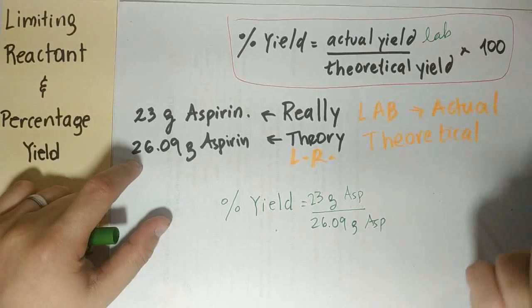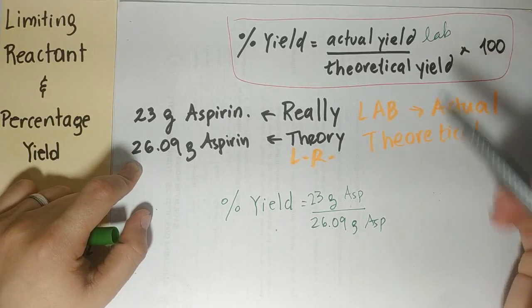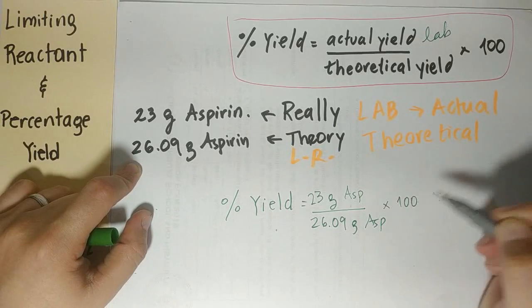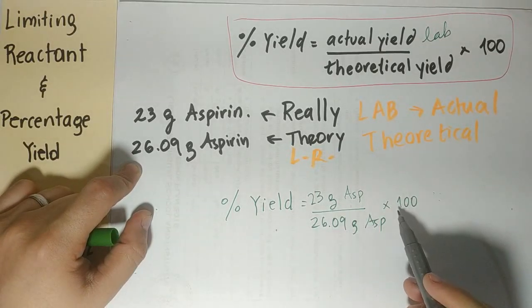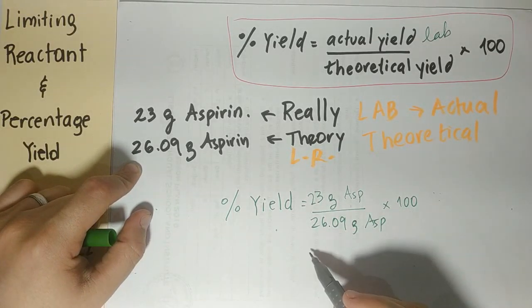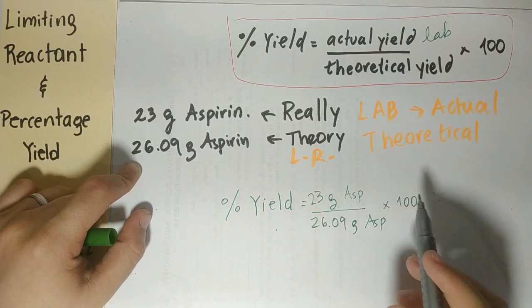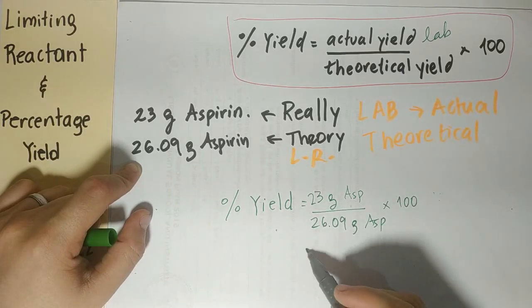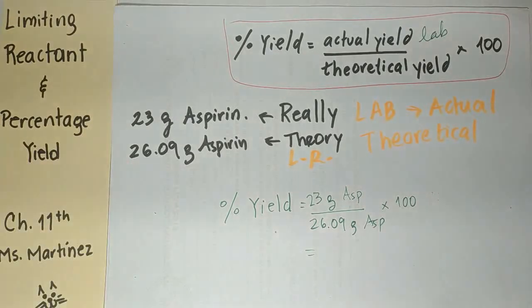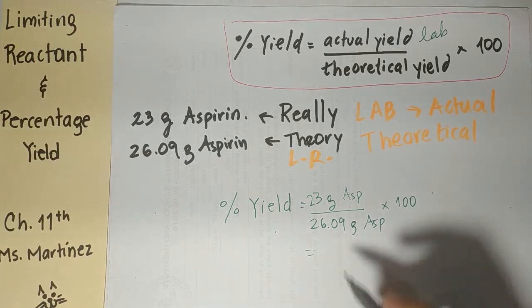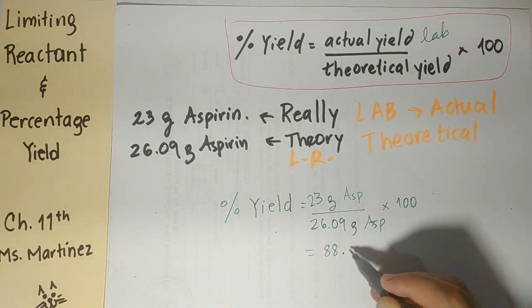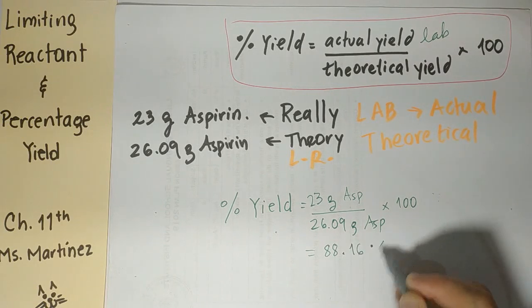Now, if we're talking about a percentage, we're going to multiply times 100. Everything at the top will be multiplied, and everything in the bottom will be divided. So, let's perform the calculation here, and you'll get 88.16%.